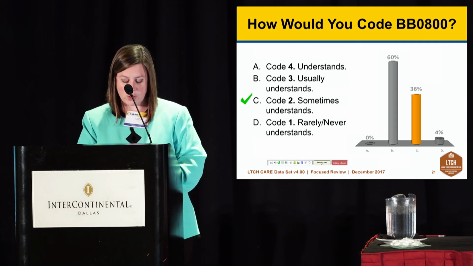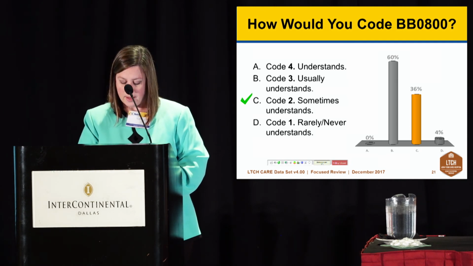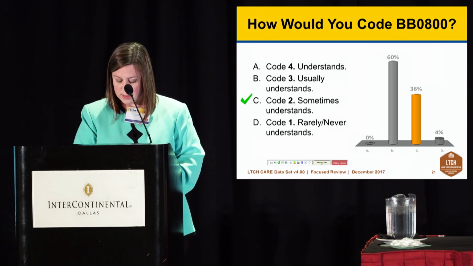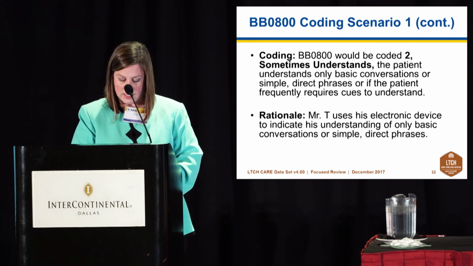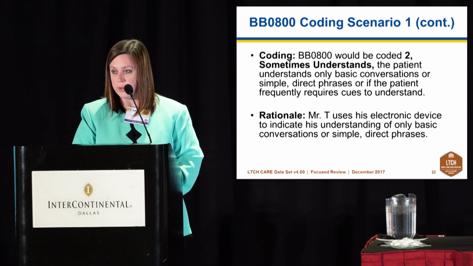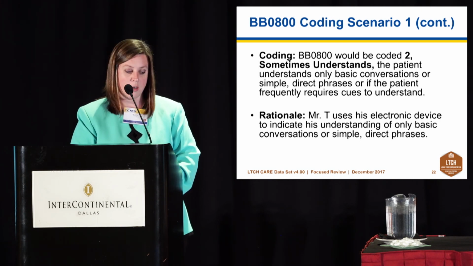So let's go through our rationale for why we would pick code 2. In this situation, Mr. T uses his electronic device to indicate his understanding of only basic conversations or simple direct phrases. He's really understanding only the most basic conversations and direct phrases that are directed to him.